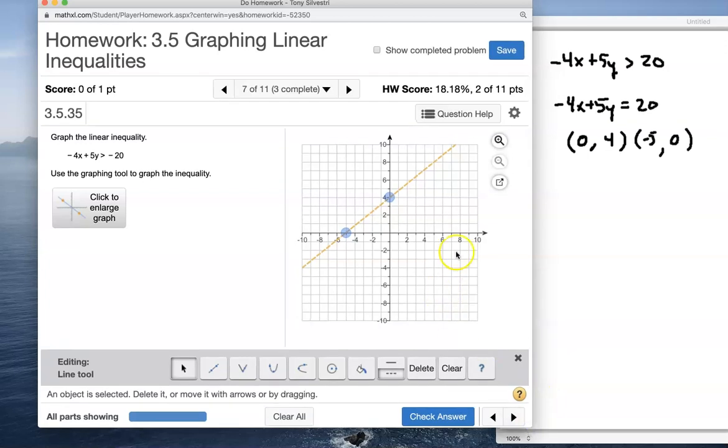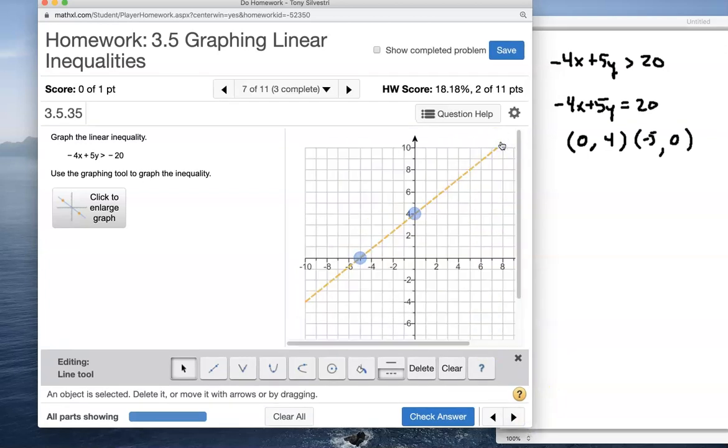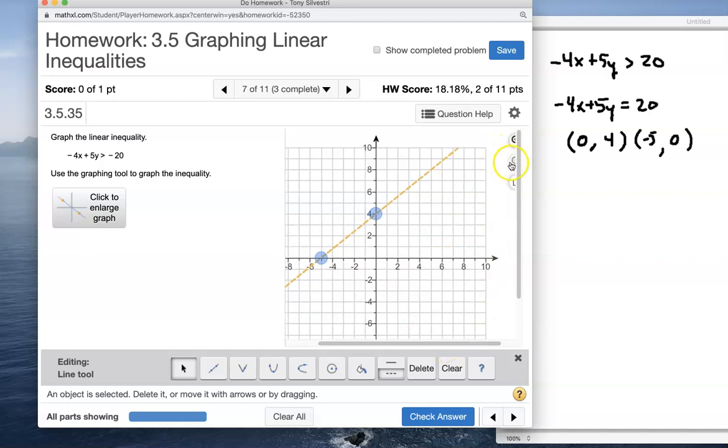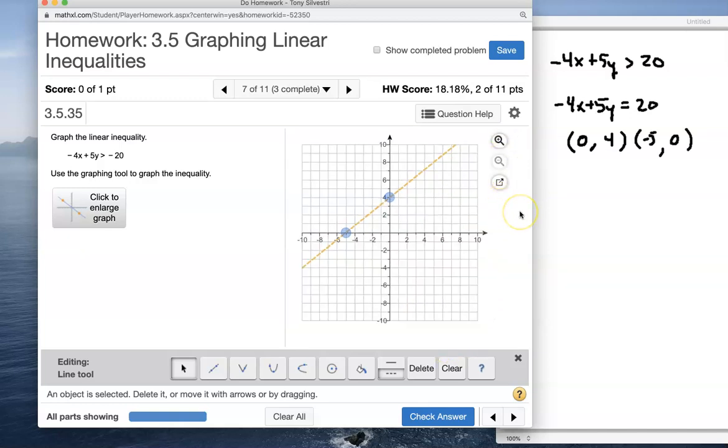I don't know if you could see that. We can make it a little bit bigger. Yeah, now you can see it. Okay. Let's go back down. Okay. All right. So what's next?